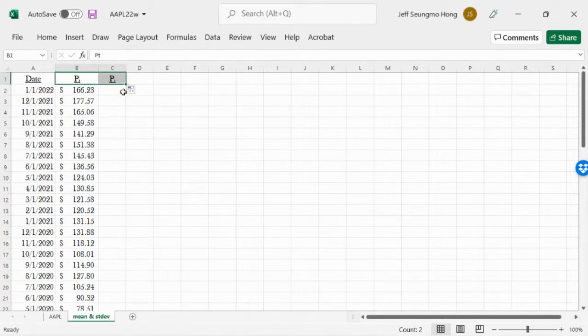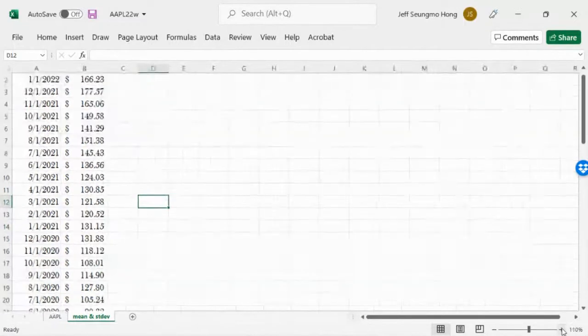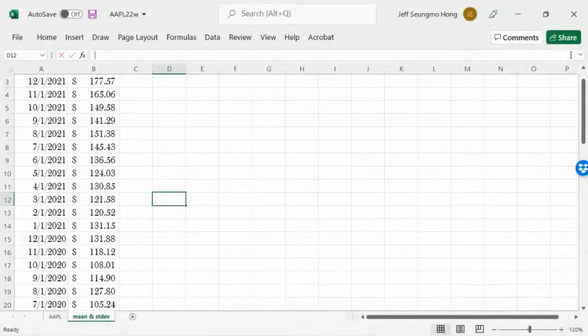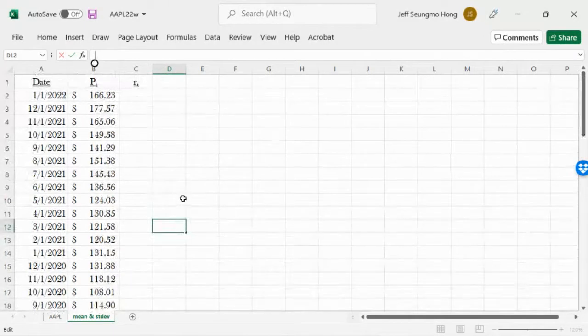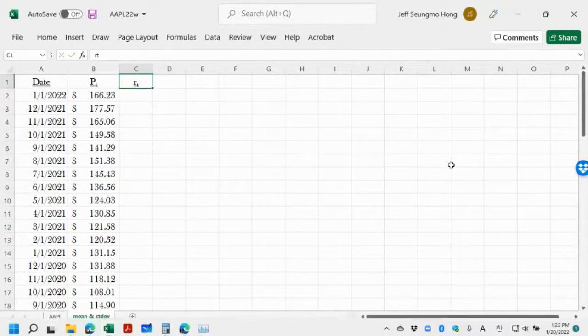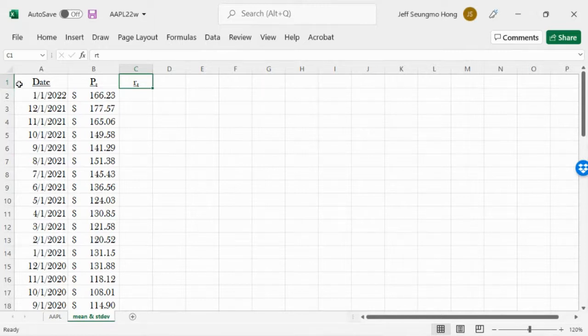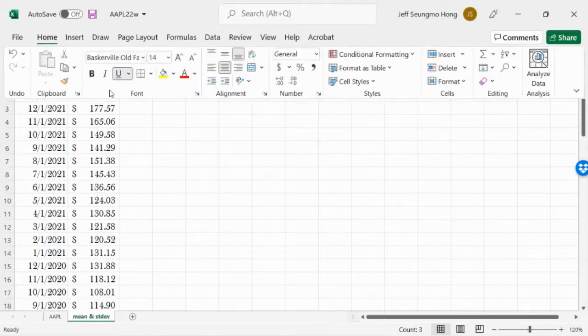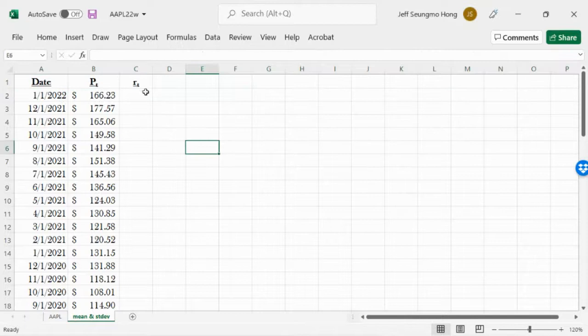Then I copy to the right. And then change that P to R. Okay, so that's return, right? So we want to find return. Okay, and by definition, what is return? Let me bold it, right? What is return? By definition, we know what return is.